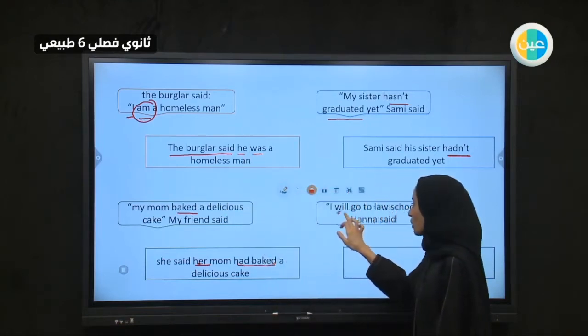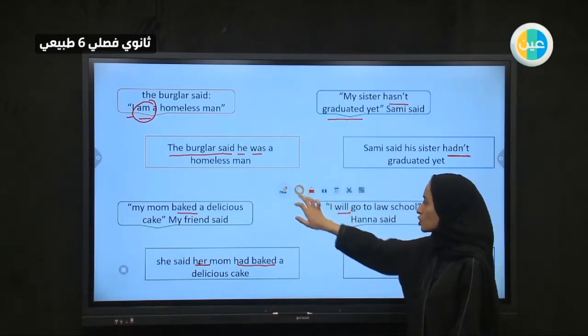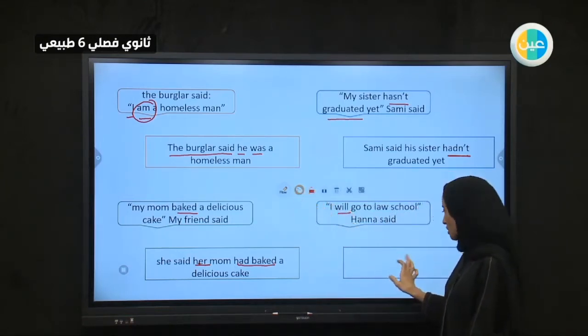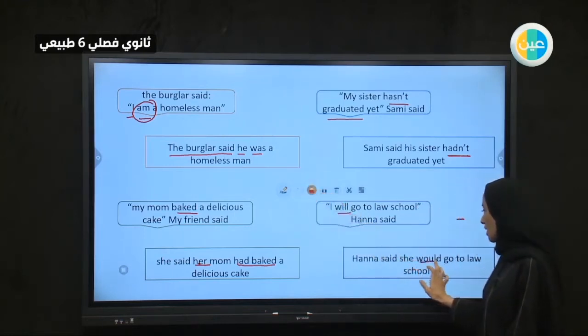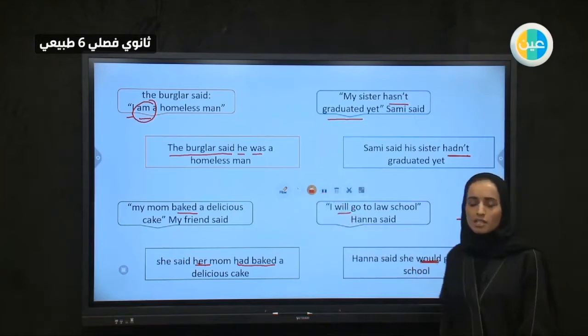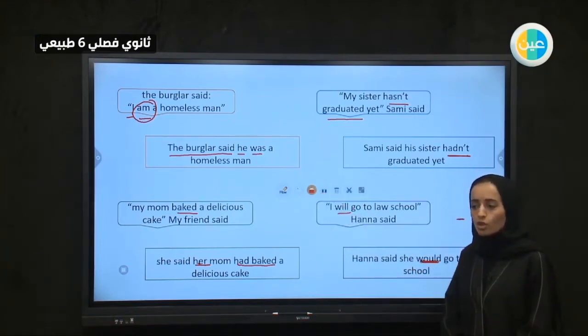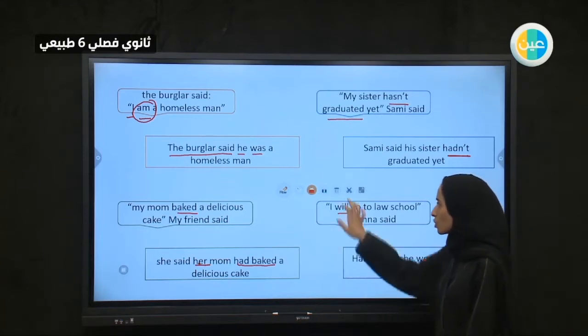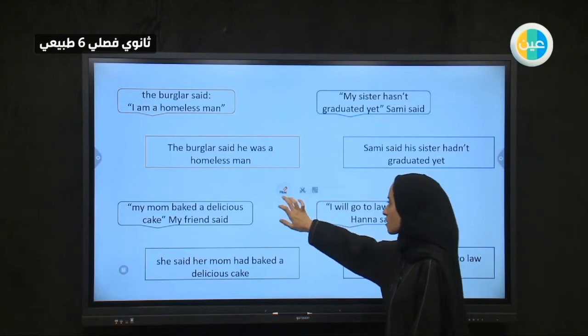Then, I will go to law school, Hannah said. She said that she will go there. So she said that she would. Instead of will, we have a would here. Hannah said she would go to law school. Will into would and can into could. So these are about the reported speech.